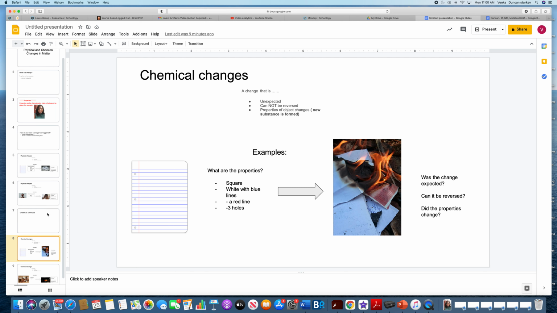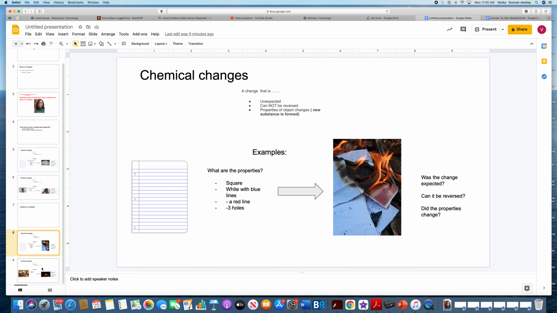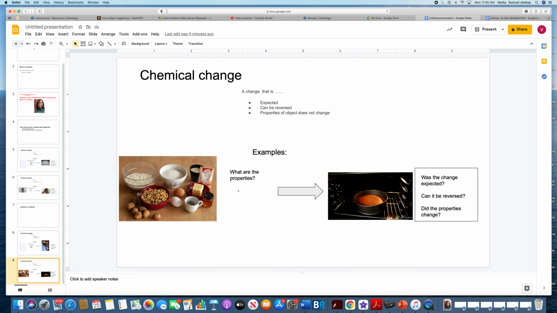Another example we have is when you're baking a cake. Here you can see we have multiple ingredients and they all have their own properties. So sugar is white and grainy. We have nuts, they're brown and hard. We have eggs that are yolky. We have butter that's creamy. You're going to take all these ingredients and mix them together.